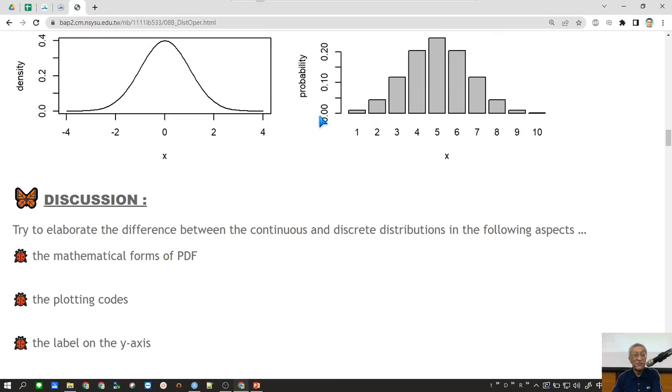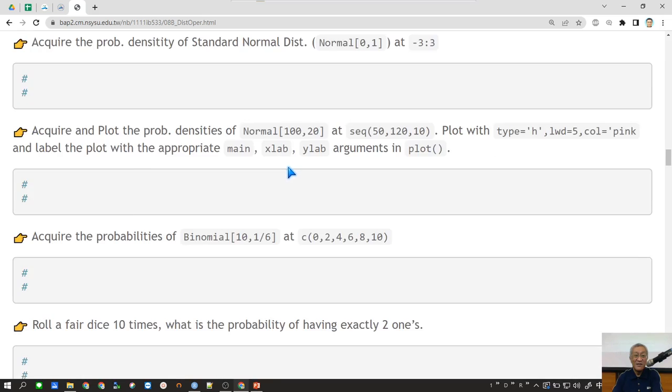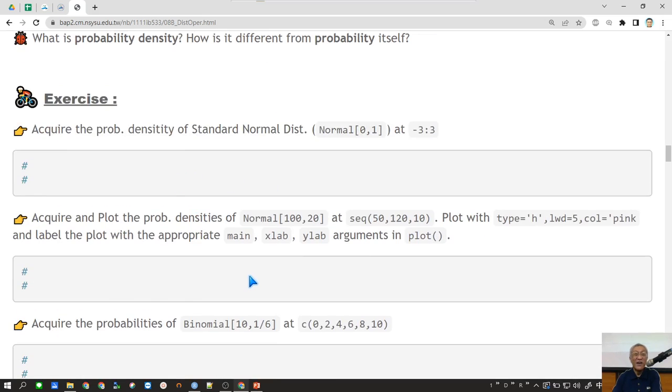So density is different from probability, right? I want you to take notes and write the answer here, okay? Now there are some exercises for you, and we still have some time, so I can lead you through this exercise. But you need to do this by yourself when you go home.